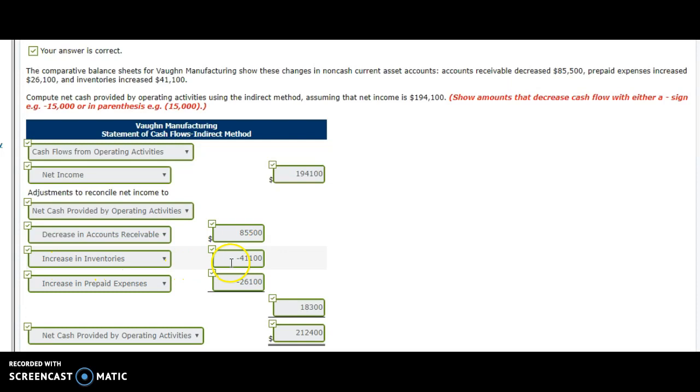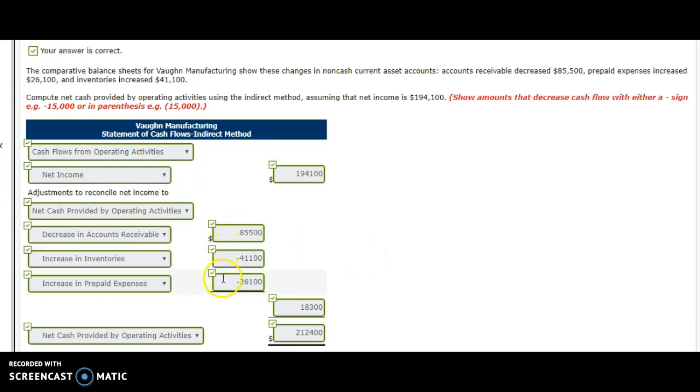Then there's an increase in inventory, which we get from up here, of $41,100, and an increase in prepaid expenses, which we also get up here, of $26,100. And although they are increases, they have negatives in front of them. You can see that on the PowerPoint presentation on slide 32, and it states, when prepaid expense balance increases, the cash paid for expenses is higher than reported on the accrual basis. The company deducts the increase from net income. So that's why these are negatives right here.